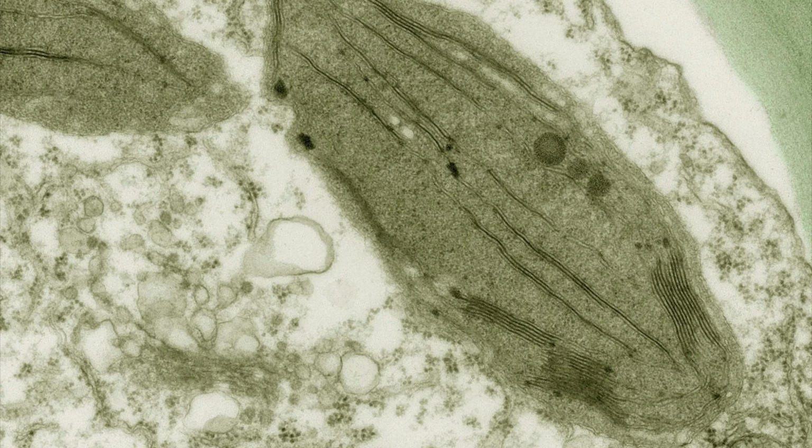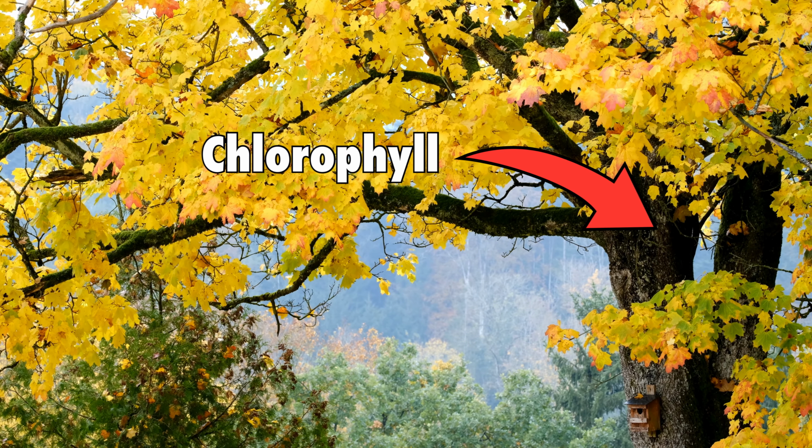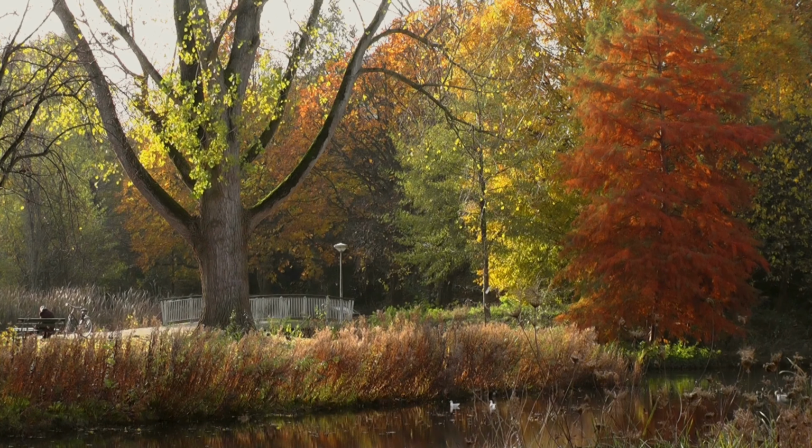So, with the onset of fall, the trees begin to break down the chlorophyll in the chloroplasts of their leaves and pull the energy from the chlorophyll out of the leaves and into the trunk of the tree. The leaf stems are then sealed off and eventually the leaves fall off the tree.